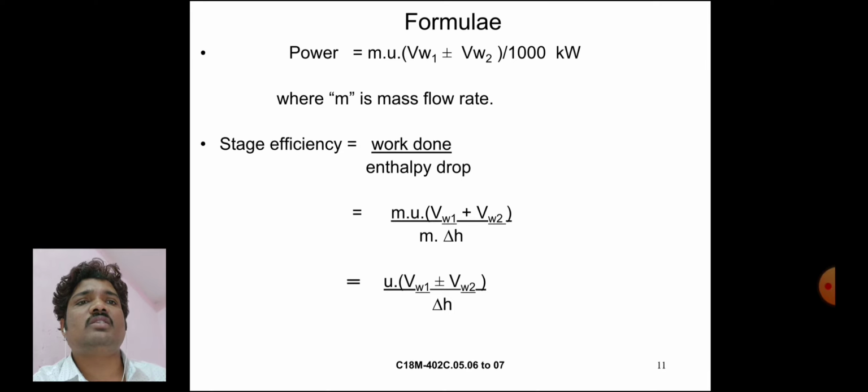Stage efficiency is work done divided by enthalpy drop. This ratio is called stage efficiency. It equals m times u times (VW1 plus VW2) divided by m times delta H, which is u times (VW1 plus or minus VW2) divided by delta H. The m cancels.